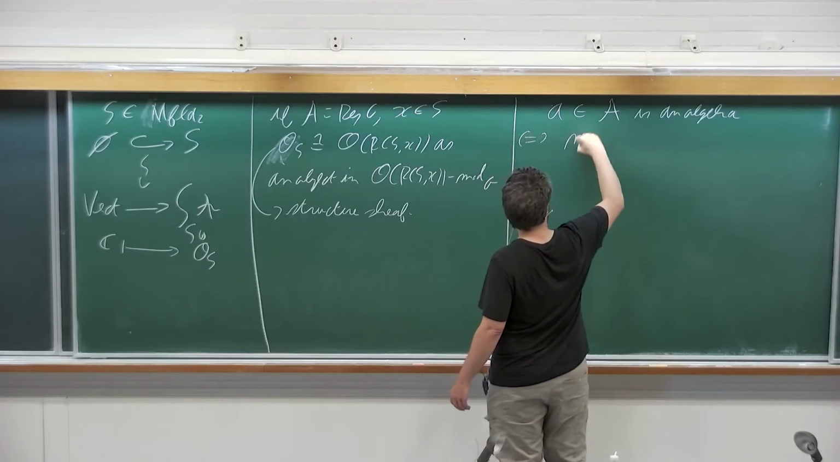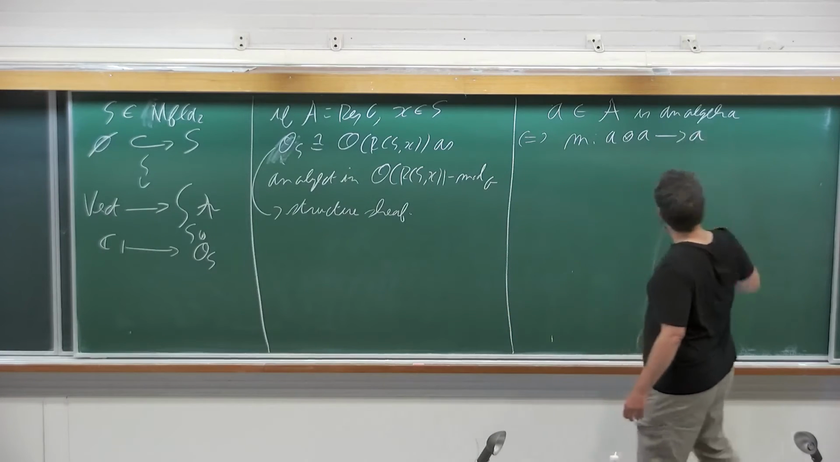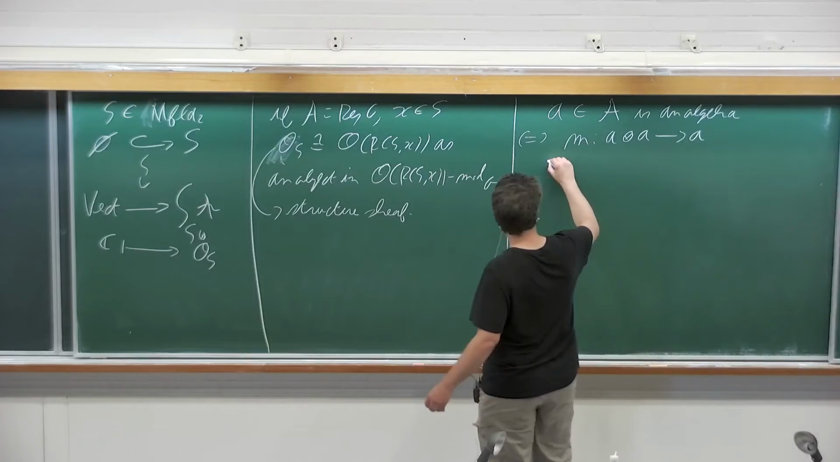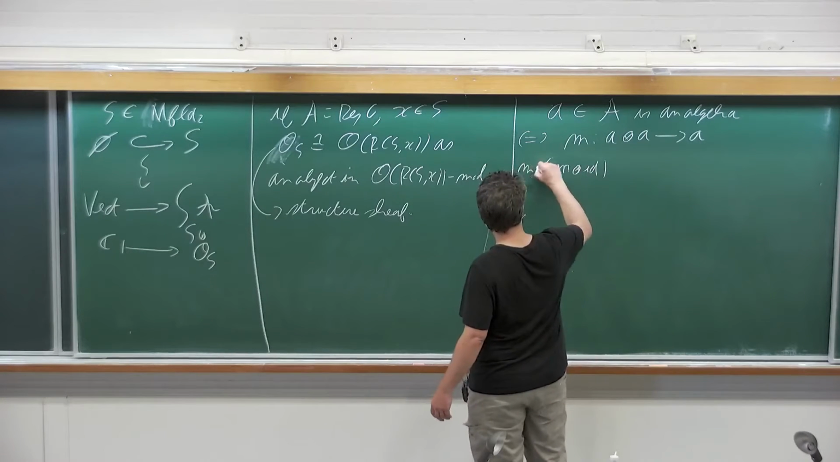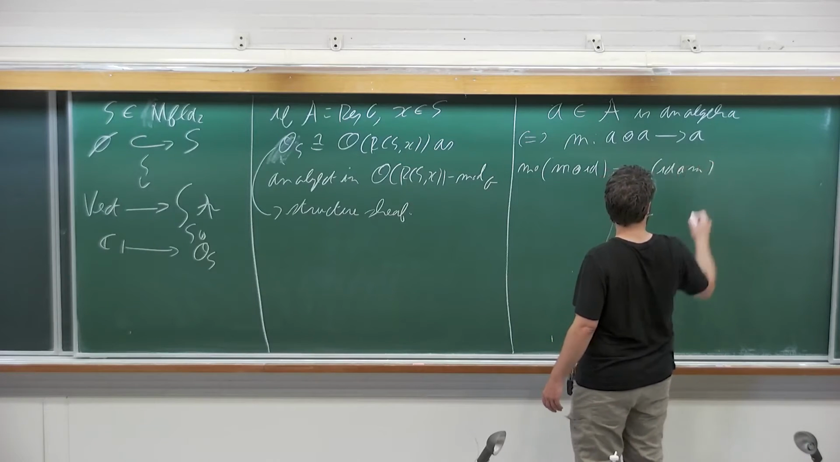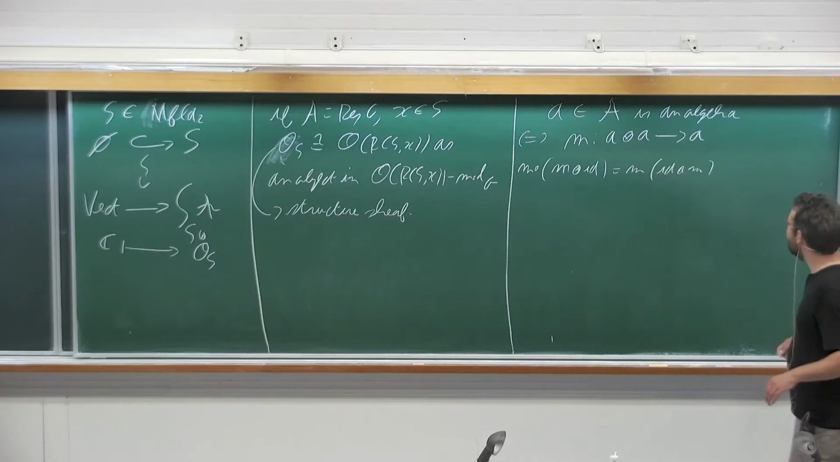So this means that there is, it's sort of the obvious thing. So you have a map from A tensor A to A, which is associative in the sense that, you know, M tensor identity composed with M is M composed with identity tensor M. And maybe some of you are wondering whether there may be some associativity constraint, but if you're wondering about that, then you don't need me to explain why you don't need that.